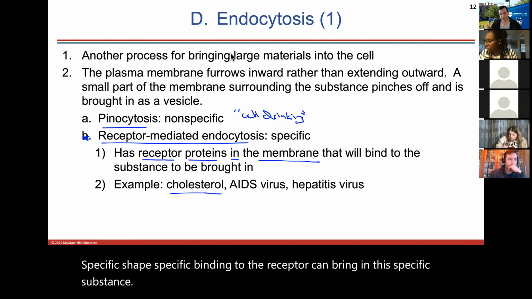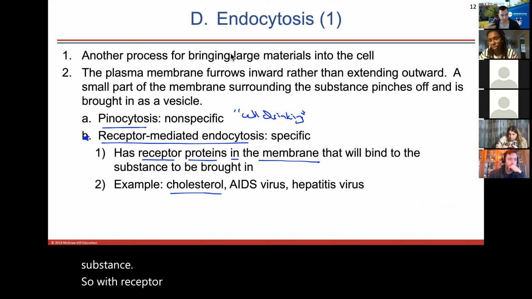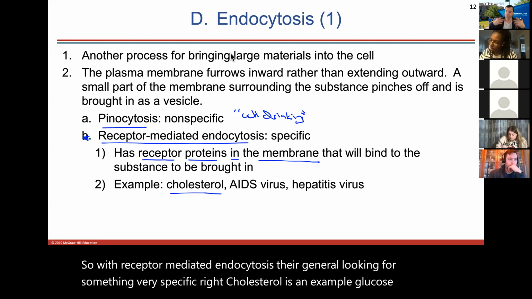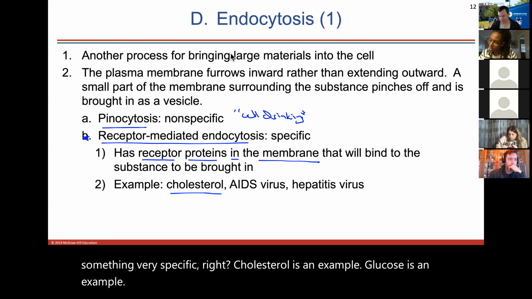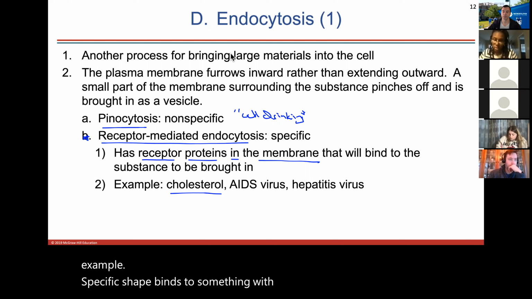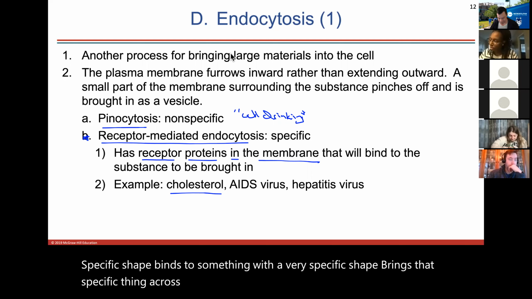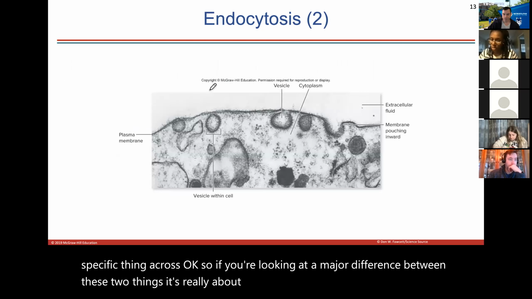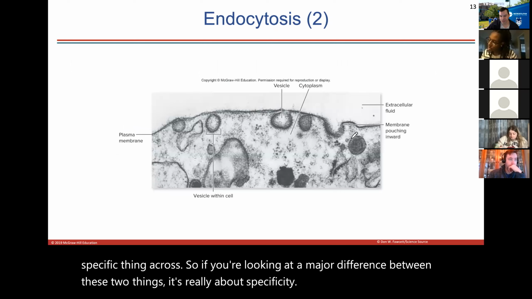So with receptor-mediated endocytosis, they're generally looking for something very specific, all right? Cholesterol is an example. Glucose is an example. Specific shape, binds to something with a very specific shape, brings that specific thing across, okay? So if you're looking at a major difference between these two things, it's really about specificity. Okay? It's really about specificity.